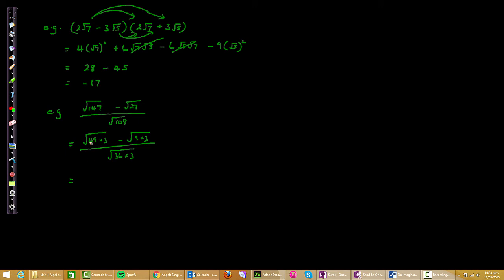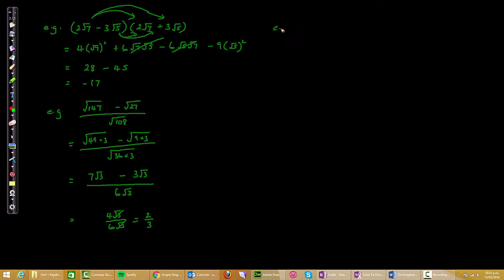Okay, and so these simplify to 7 root 3, the square root of 49 being 7 times root 3, and 9, the square root of that is 3, so this is 3 root 3. And on the bottom we've got the square root of 36 is 6, so 6 root 3. And let's continue with that. So that's going to be 4 root 3 over 6 root 3. Well, they're going to cancel, and the 4 over 6 is going to simplify to 2/3.